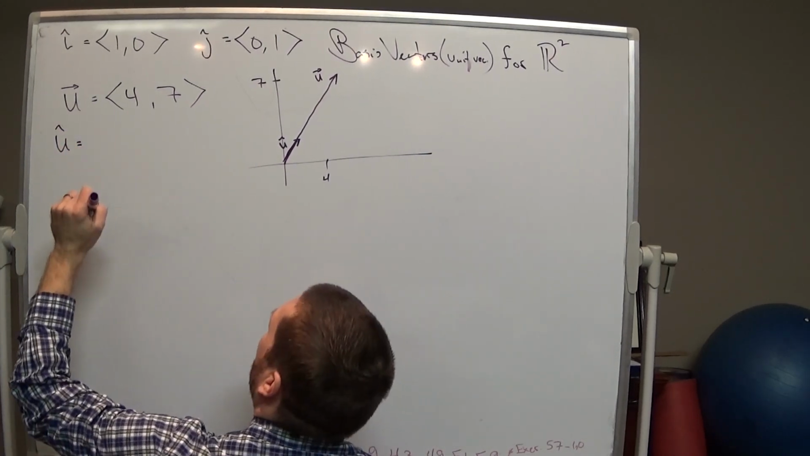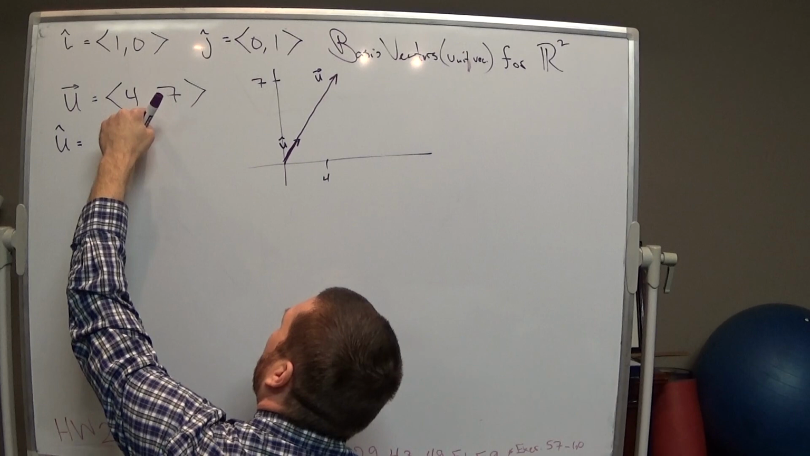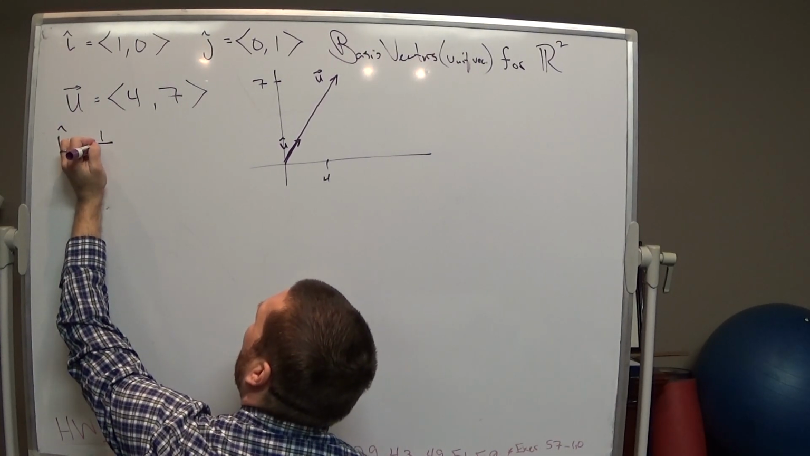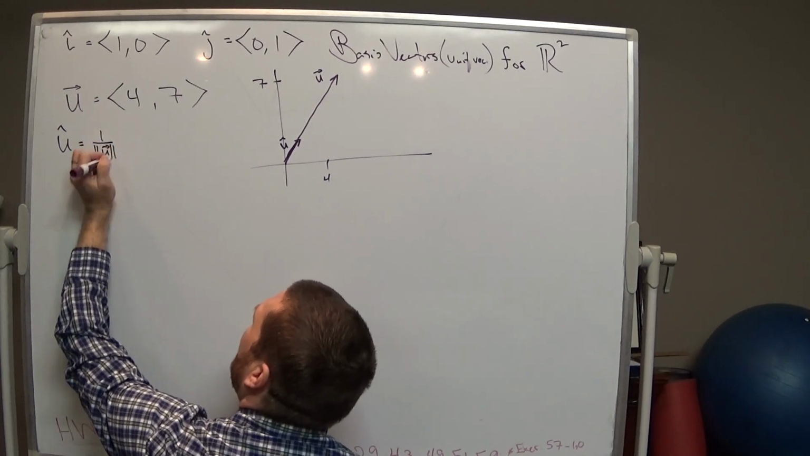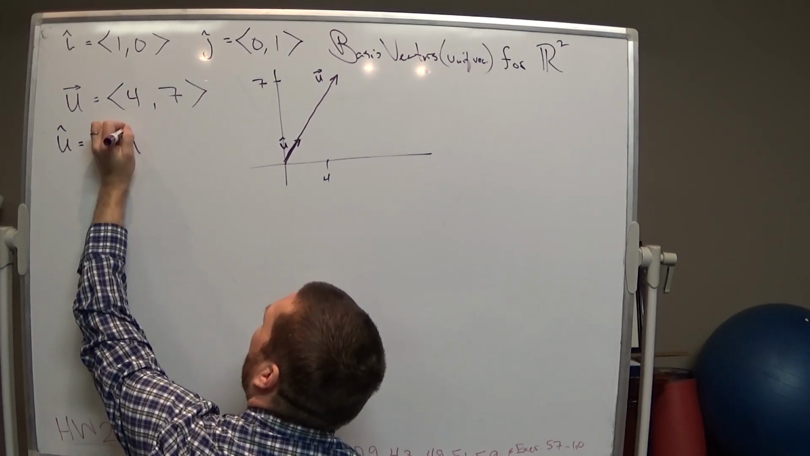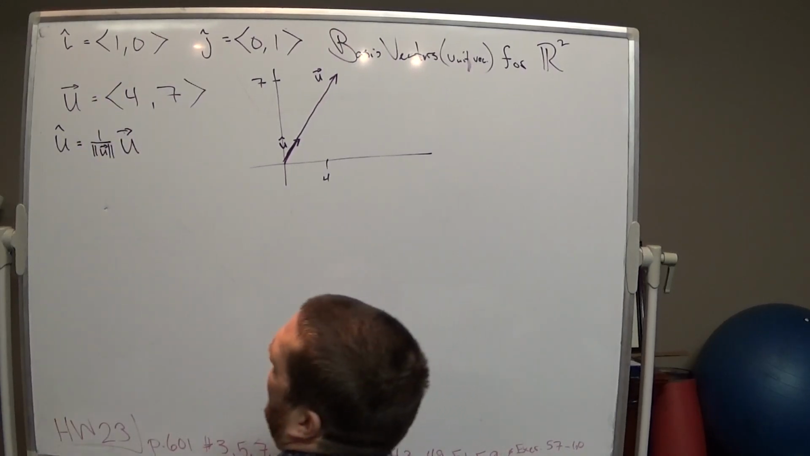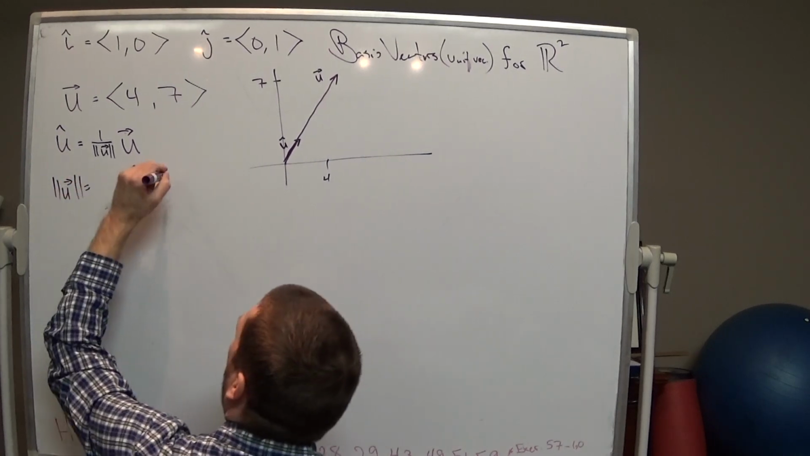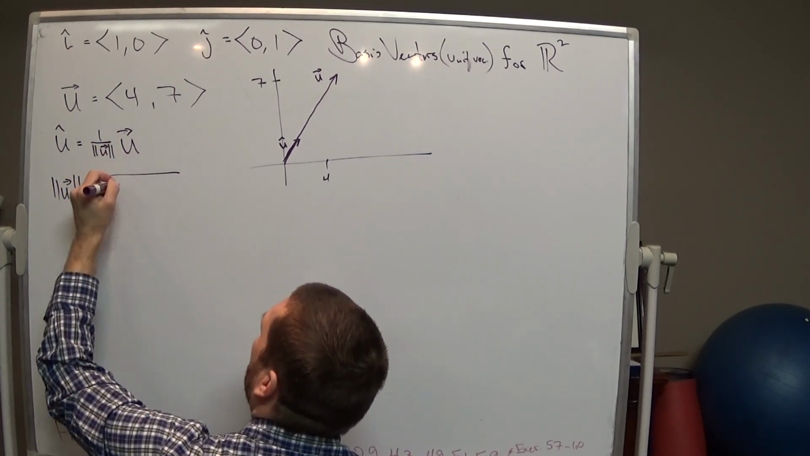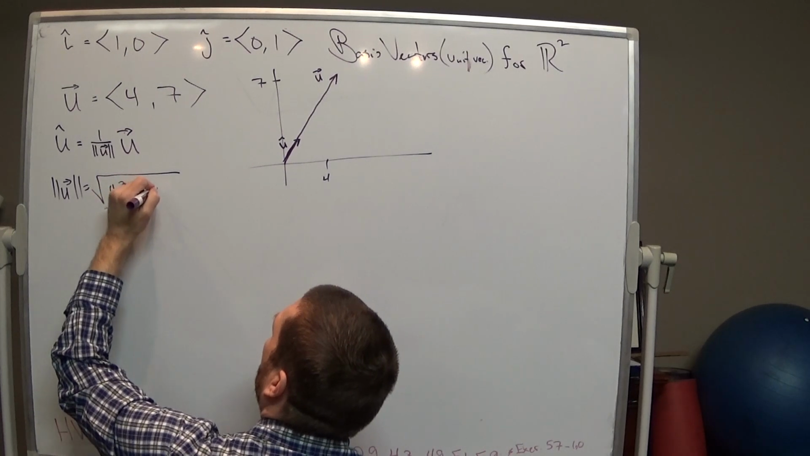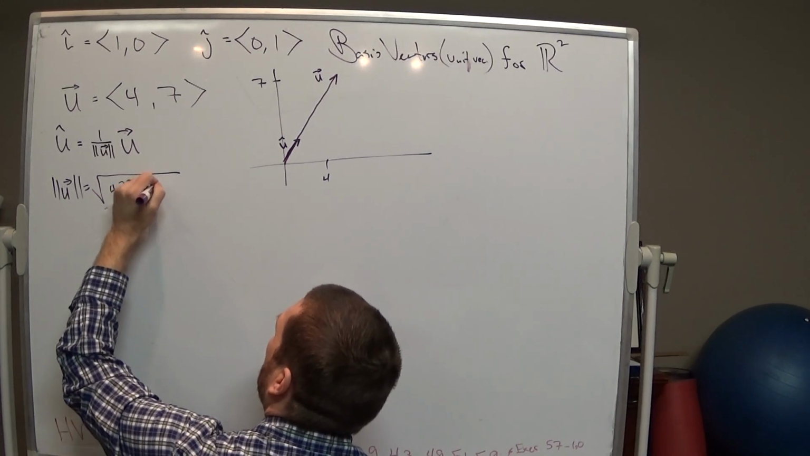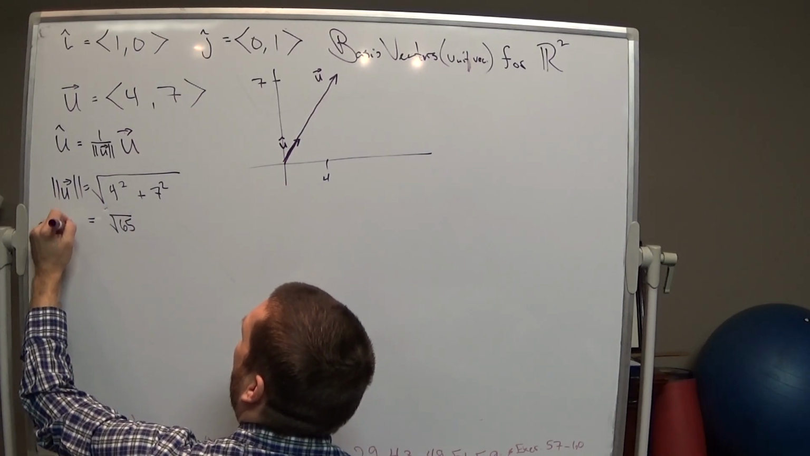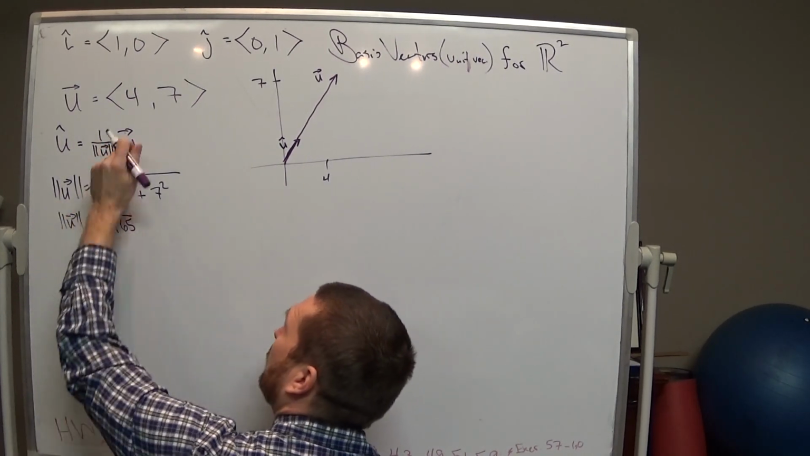What we have to do is divide by its magnitude. So we take whatever the magnitude of U is and divide by it, and that will bring it down. So let's find the magnitude of U. You already said it's, and I know it's, the square root of 16 plus 49, which is 65. So the square root of 65, you said? Yeah. Okay. So that's the magnitude of U, and now watch what happens when I multiply through by it.